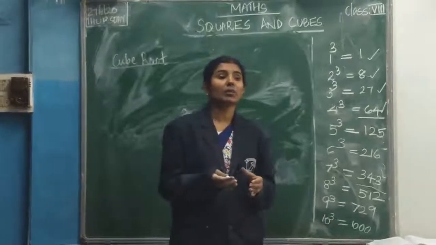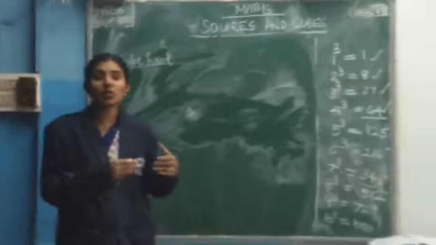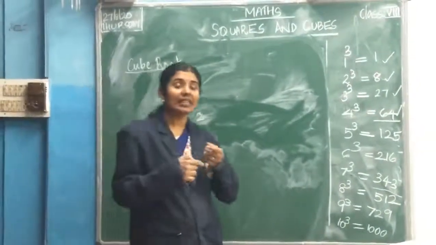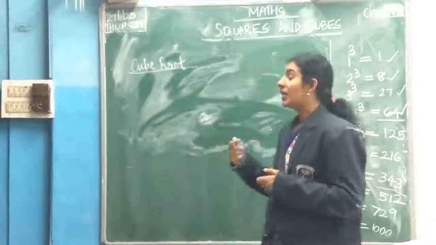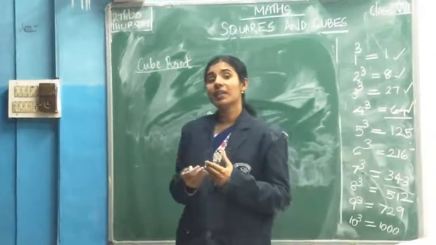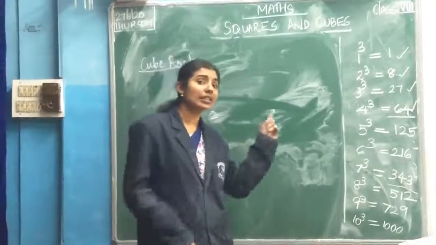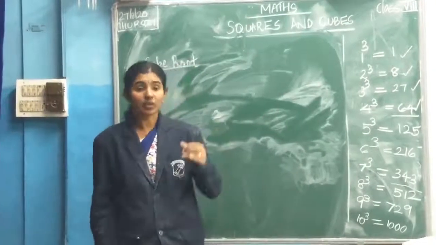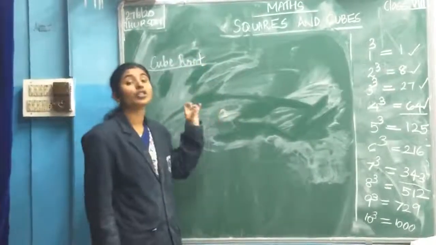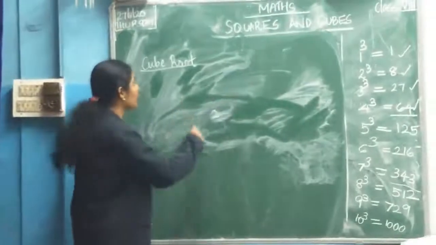So they will give one number. How will you get it? By multiplying some number 3 times, you will get the answer. So which number you are multiplying 3 times, that number is the cube root. What is meant by cube root? When you are given one number, you should see which number, when multiplied 3 times, gives you that number. That number which you are multiplying is the cube root of that number. See here, for example, 27.